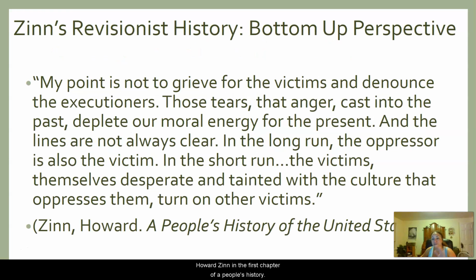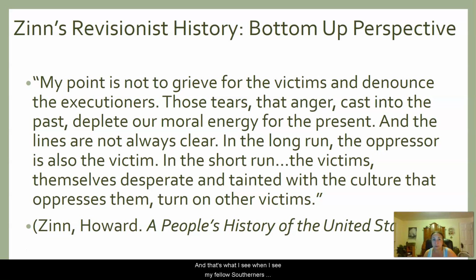Howard Zinn, in the first chapter of A People's History, talks about the framework of his book. It's a sad, hard story. But I come back to this quote over and over. He says, "My point is not to grieve for the victims and denounce the executioners. Those tears that anger cast into the past deplete our moral energy for the present, and the lines are not always clear. In the long run, the oppressor is also the victim. In the short run, the victims themselves, desperate and tainted with the culture that oppresses them, turn on other victims."